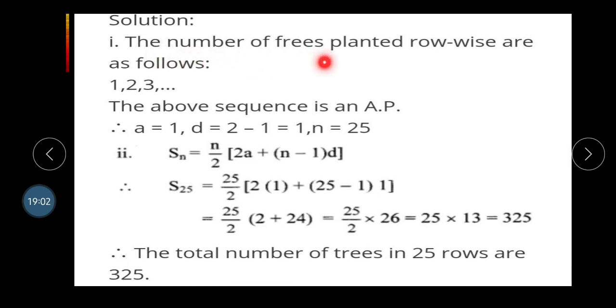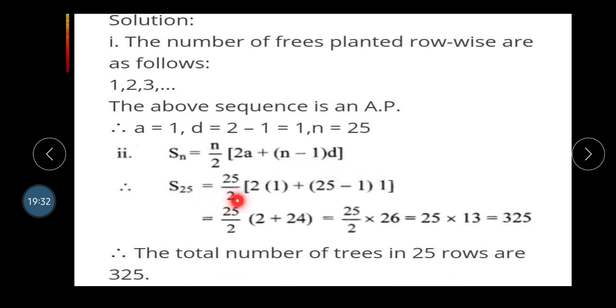The trees planted row wise are as follows: 1, 2, 3 and so on. The above sequence is an AP, as our A is 1, D, the difference between them, is 2 minus 1, which is 1, and N is equal to 25. Sn is equal to N upon 2 into 2A plus N minus 1 times D.